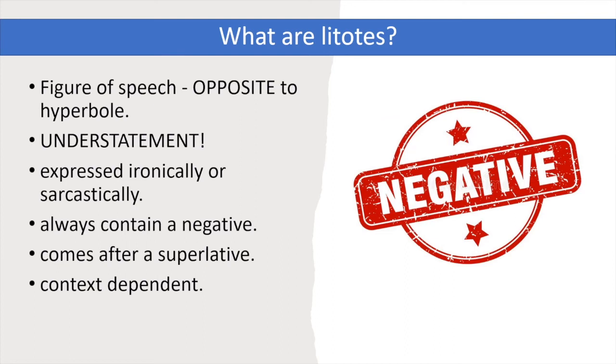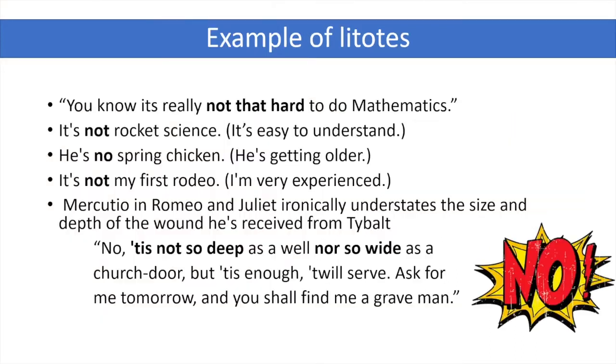What are litotes? Litotes are figures of speech that are the opposite of a hyperbole. It's actually an understatement. It can be expressed ironically or sarcastically. It always contains a negative, and it usually comes after a superlative. Remember, it always depends on context. Let's have a look at examples on the next slide.